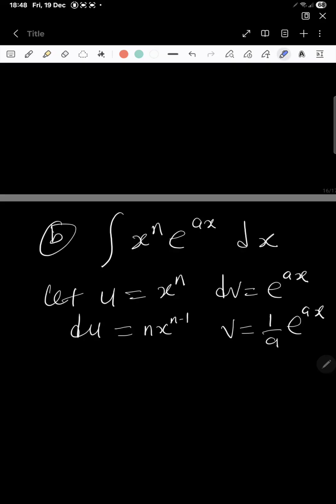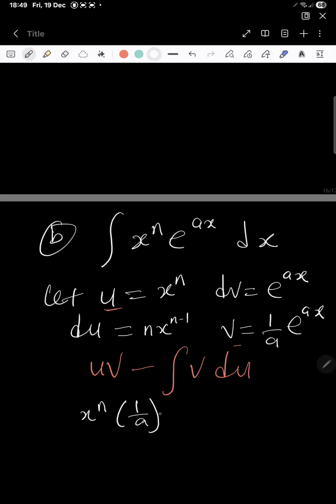Then after getting these parameters, we need to replace them in the formula for by parts. The formula for by parts is given as uv minus integral of v du. What's our u? Our u is this, our v is this, our du is this, so we're just replacing there. By replacement, we have our u, which is x power n, our v is 1 over a e to power ax, then minus the integral of v, which is 1 over a e to power ax, and then du is n x to power n minus 1.